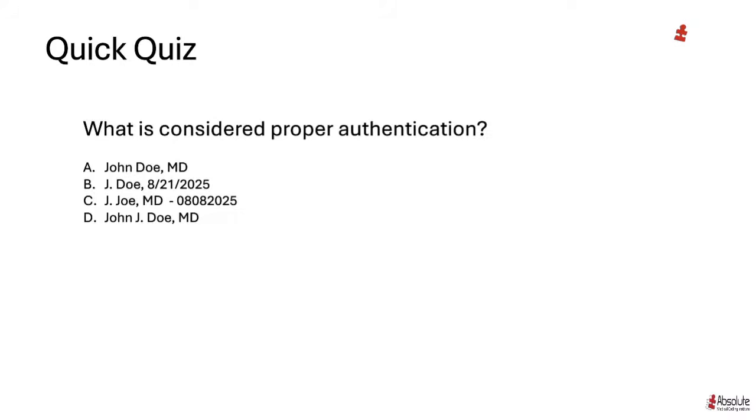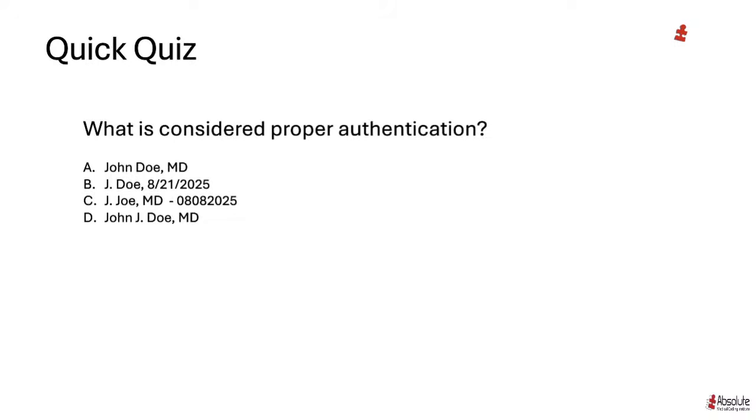All right, coders. Of the following answers, what is considered properly authenticated? A. John Doe, MD. B. J. Doe, 8/25, 2025. C. J. Doe, MD, 8/8/2025. And D. John J. Doe, MD. What say you?